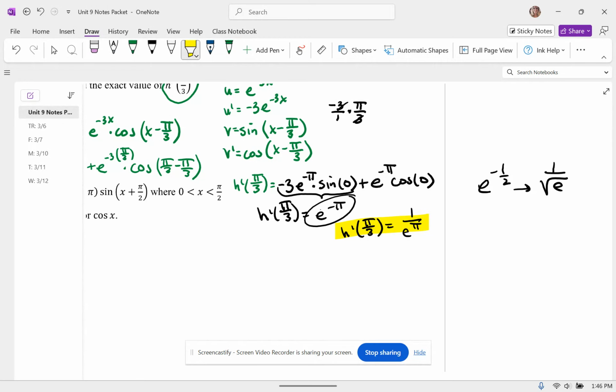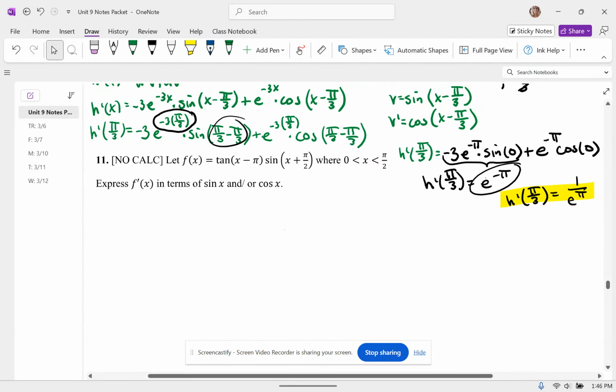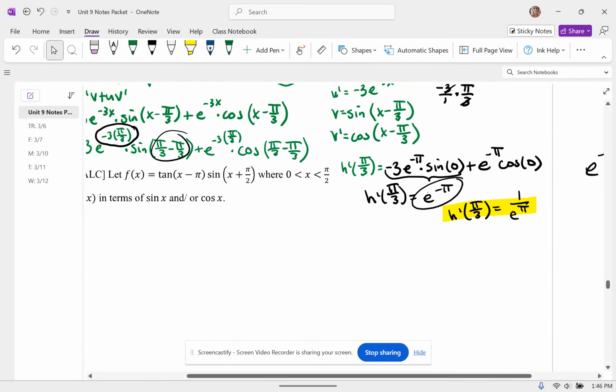Okay. What about exact value, though? What does exact value even mean? Exact values mean that there's no decimals. You haven't rounded anything. You just wrote it as a fraction, radical, log. It's like what you figure out when you don't have a calculator.